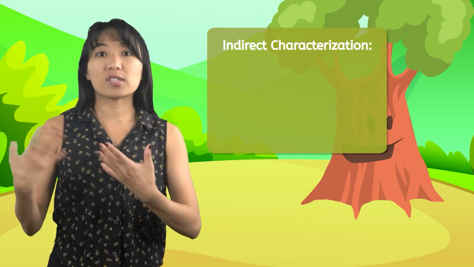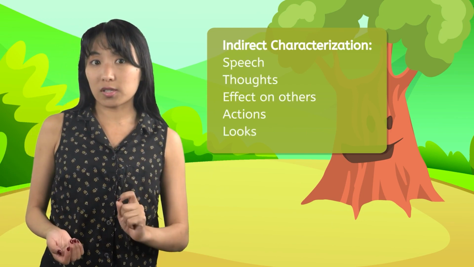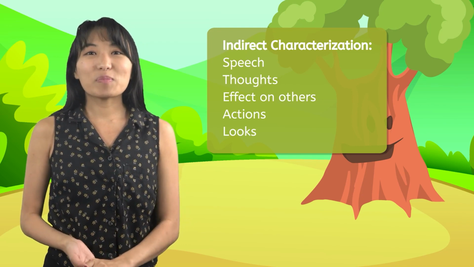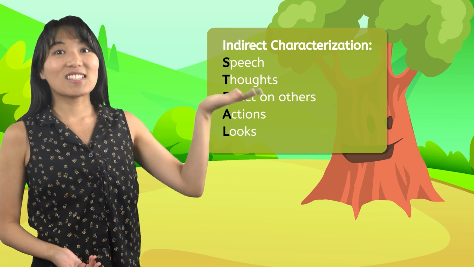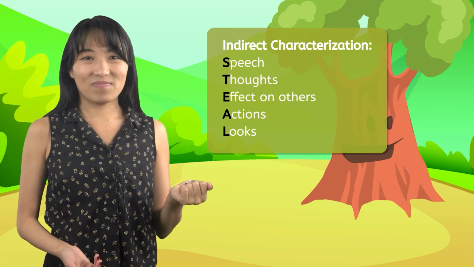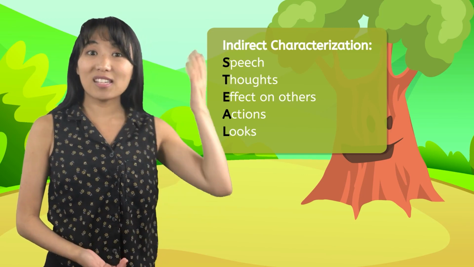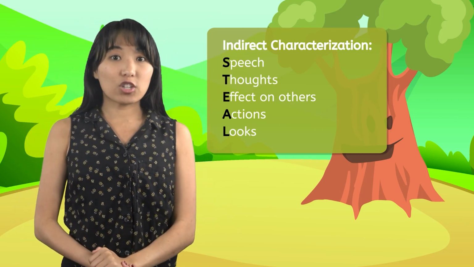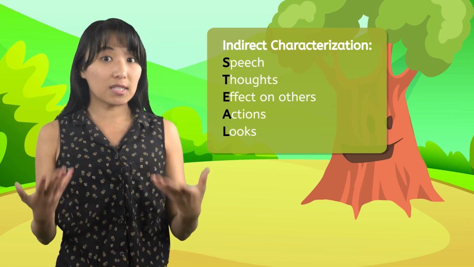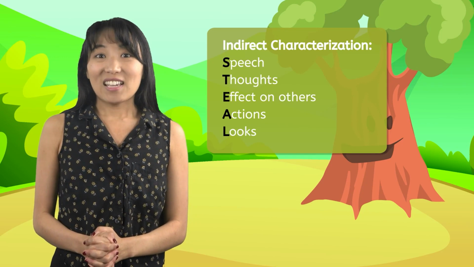Authors show indirect characterization by describing characters' speech, thoughts, effect on others, actions, and looks. We can remember those by thinking about how dynamic characters steal our hearts. The first letter of each type of detail spells steal. Let's explore indirect characterization by finding some of those details. Be ready to follow along in your PDF.